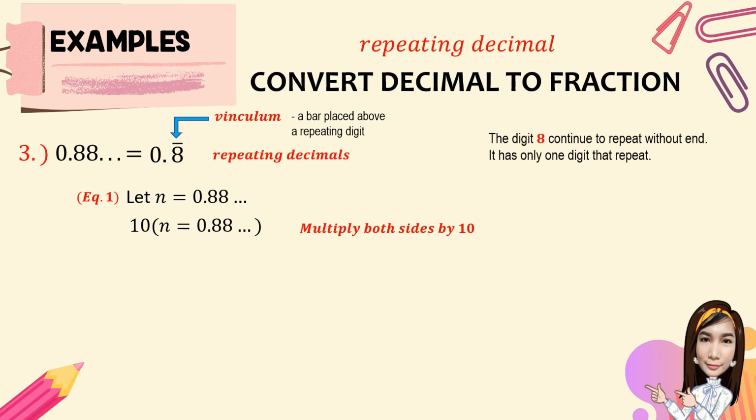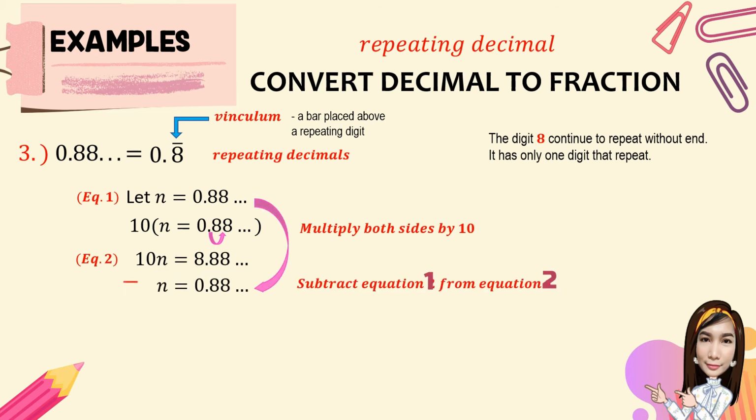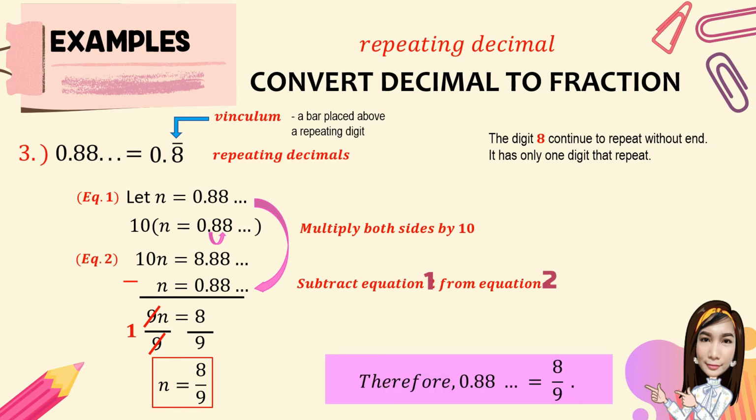So we have 10 times the quantity n is equal to 0.888 and so on. So 10 times n is 10n. Then 10 times 0.888 and so on, we're going to move the decimal point one place to the right. So it gives us 10n is equal to 8.888 and so on. That is your equation 2. Then subtract equation 1 from equation 2. The result is 9n is equal to 8. Then divide both sides by 9. So 9 divided by 9 is equal to 1 times n. We have the remaining n. 8 and 9 have nothing in common. Therefore, we can conclude that 0.888 and so on is equal to 8 over 9.